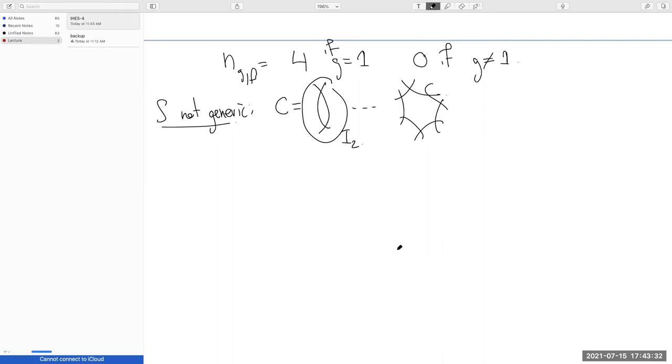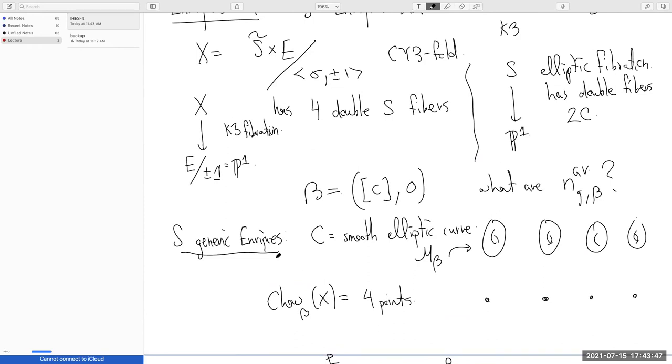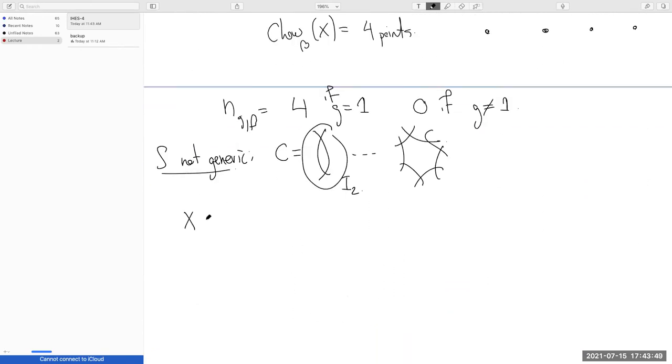And so in that case, the Chow variety is no longer just four points anymore. The way to think about it is that this Calabi-Yau threefold, before, admitted a projection onto P1, but it also admits a projection onto the Enriques surface. Whatever this fibration is, when I restrict it to one of these two components, it becomes trivial.